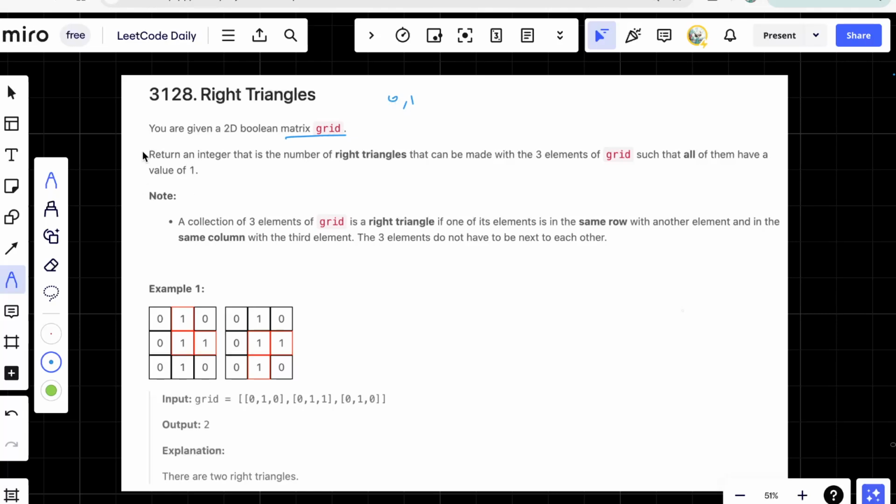Here what we want to do is a very straightforward question. You need to return an integer, that is the number of right triangles that can be made with the 3 elements of grid such that all of them have a value of 1. So we have to consider all the cells with value 1, and using those cells of value 1 we have to create right triangles. And here they've mentioned how we're supposed to create these right triangles.